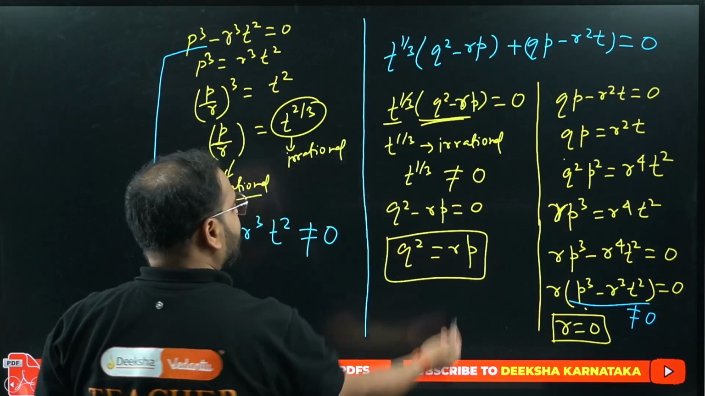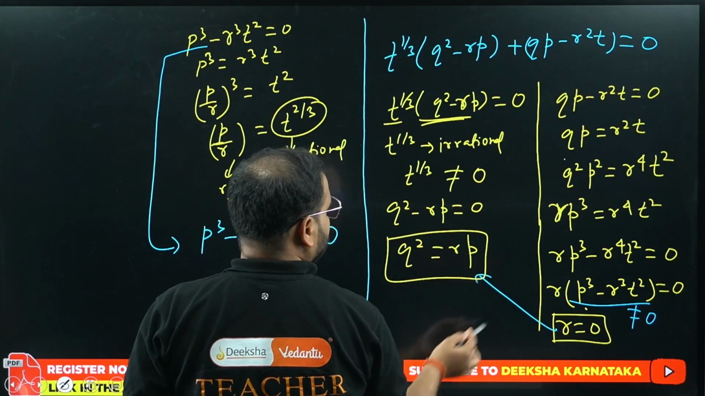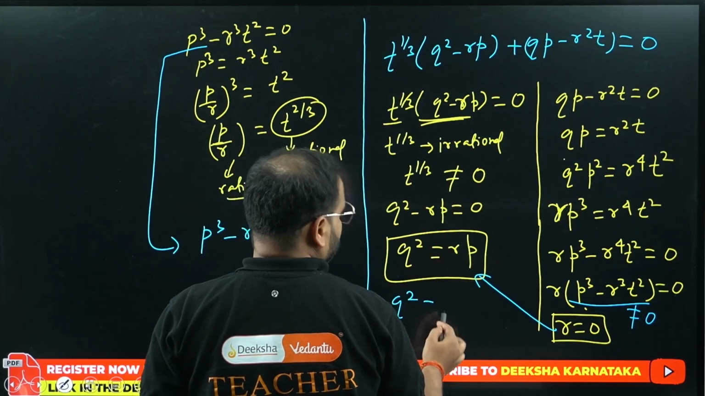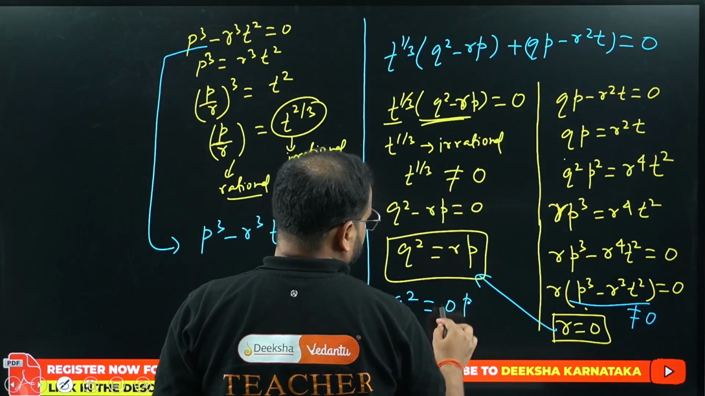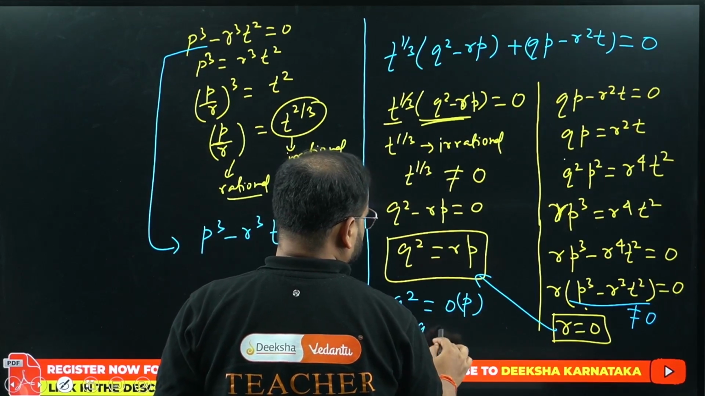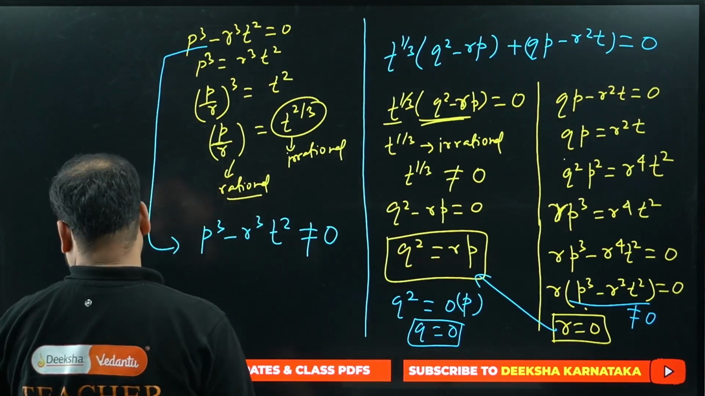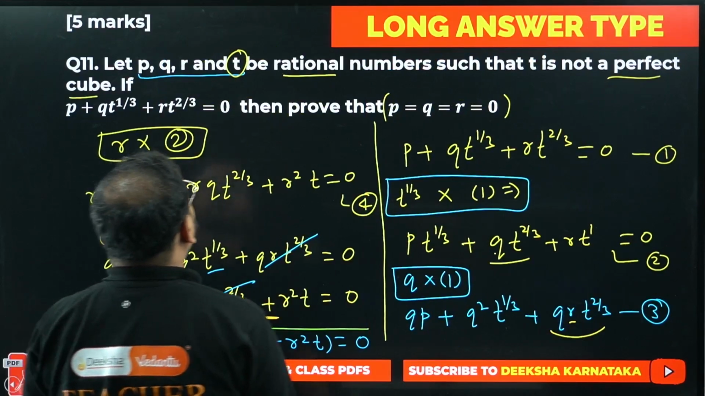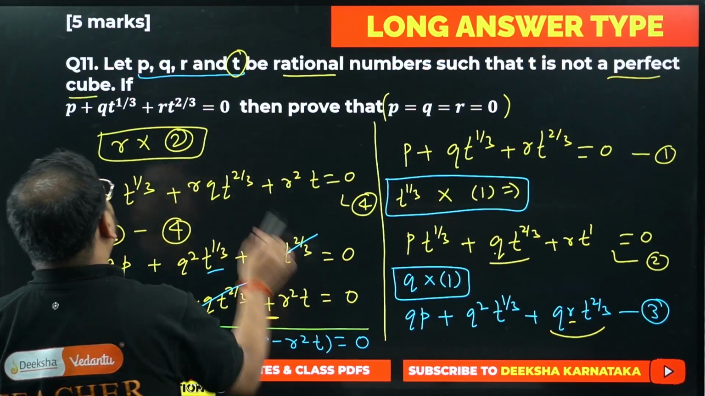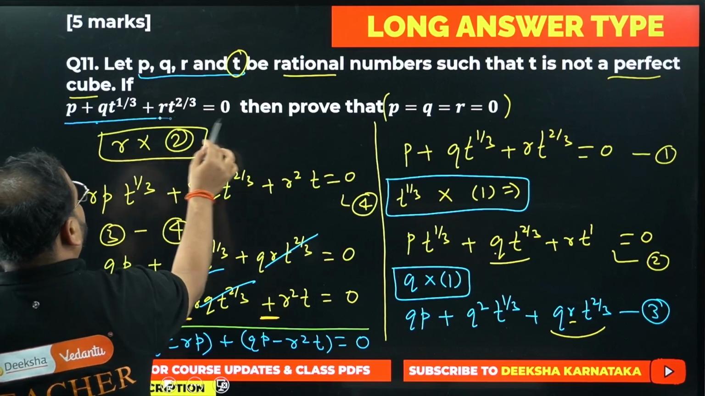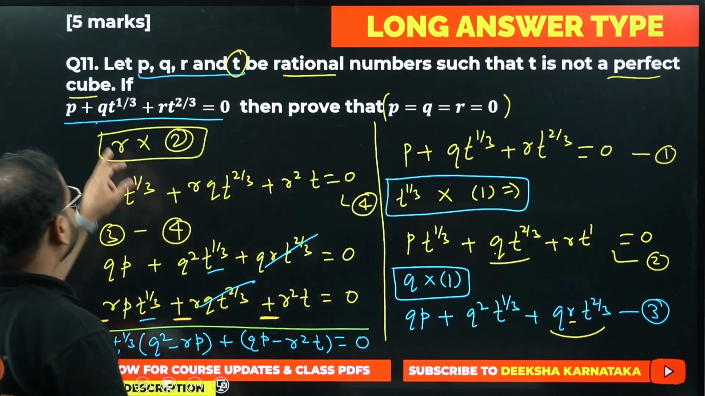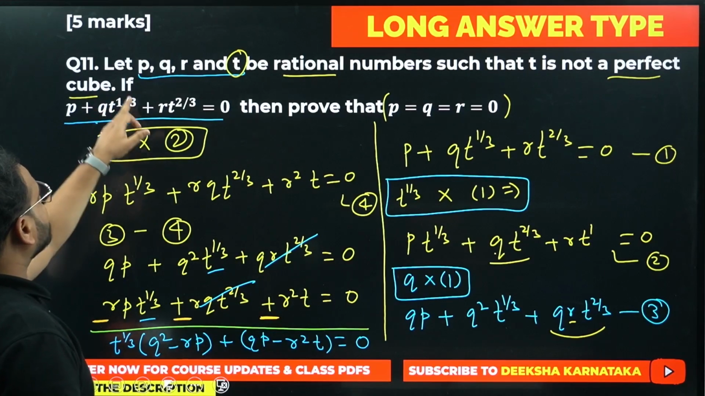Now r is 0, put it here. Put this r to be 0 here. What are you going to get? q square equals 0 times p, so q equals 0. So q is 0, r is 0. Right? Now the first equation, where is it? Over here. Have a look. q is 0 means this whole thing is 0.